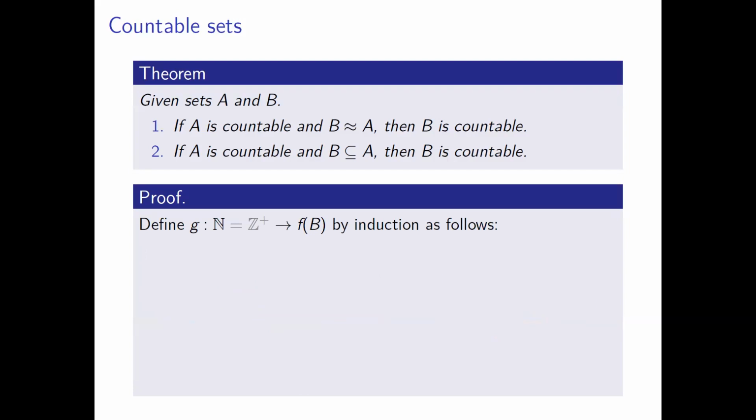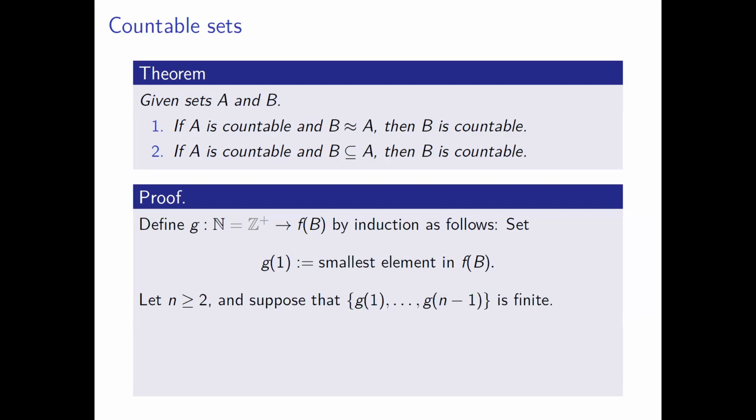For this proof, assume that the set of natural numbers is the set of positive integers. Define the map g from N to f(B) by induction as follows. Set g(1) to be the smallest element of f(B). Let n be an integer greater than or equal to 2, and suppose that the set of images of the numbers 1 to n minus 1 is finite. Since f(B) is infinite, f(B) is not equal to the set of images of the numbers 1 to n minus 1.